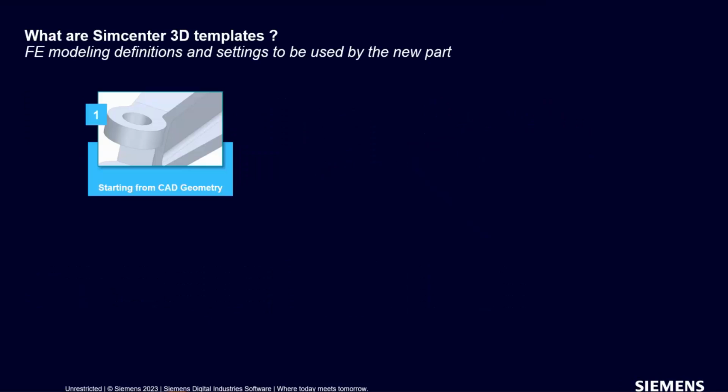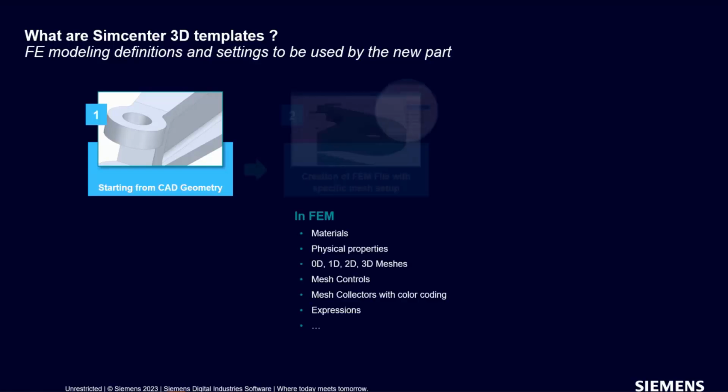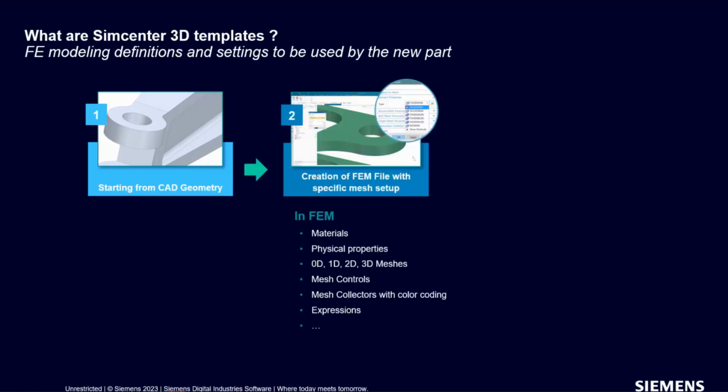Then we go on to the templating topic. So what are Simcenter 3D templates, and how do they help build your FE models starting from CAD data? So step one, we have CAD data and we want to run an analysis on it. So step two would be the creation of a FEM file in Simcenter 3D. This is where we would generate meshes, assign material properties and physical properties and so on.